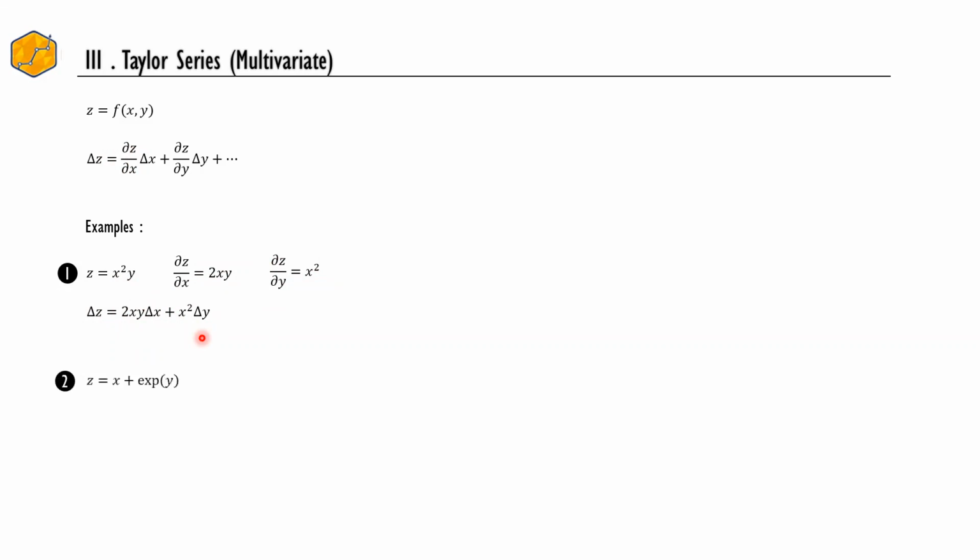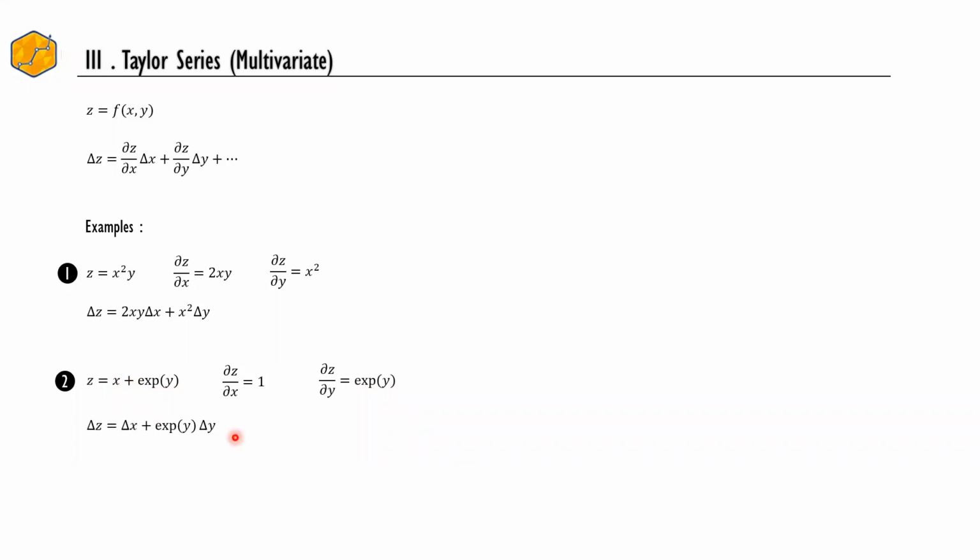Another example, X plus e to the power Y. Simple, partial derivative with respect to X would be 1. Partial derivative with respect to Y is e to the power Y because X is a constant. Derivative of constant is 0. All right, we get this. And then we can just plug it in. So 1 times delta X plus e to the power Y times delta Y. Simple.